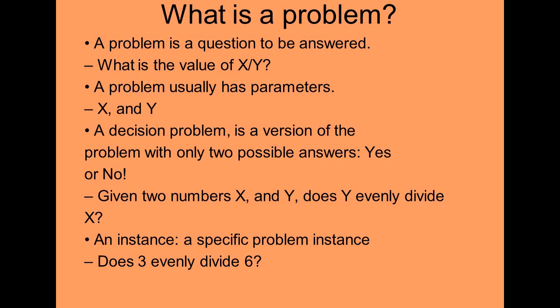A decision problem is a version of a problem with only two possible answers, yes or no. Given two numbers, x and y, does y evenly divide x? This is a decision problem. It will give a yes or no answer. The instance of any problem is obtained when we provide values to the parameters; then it becomes an instance of that problem.